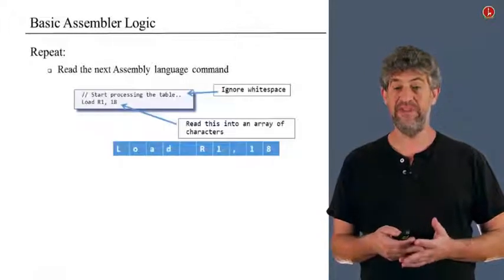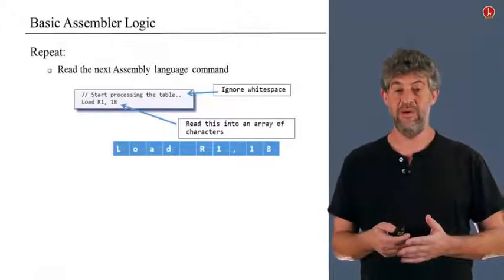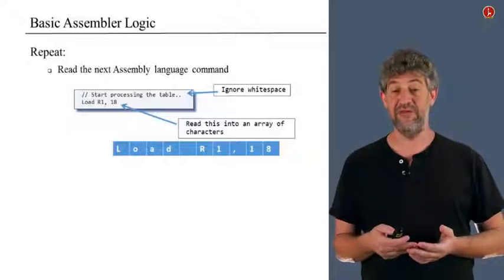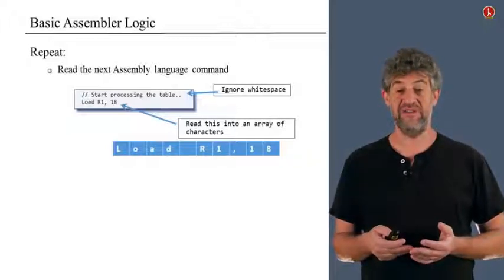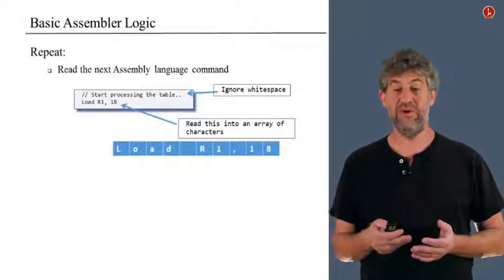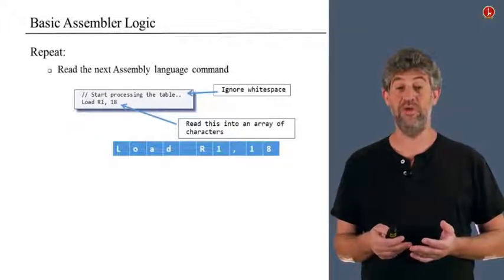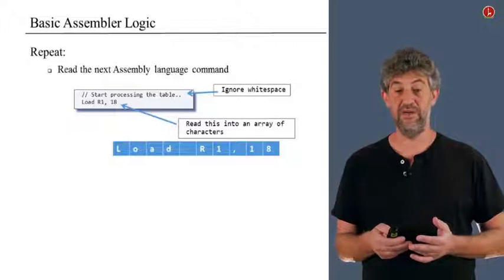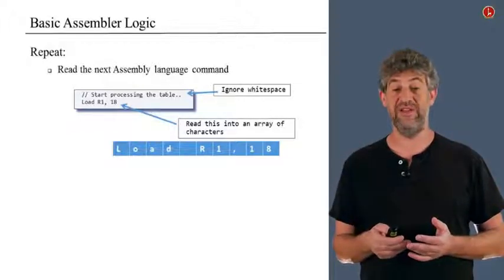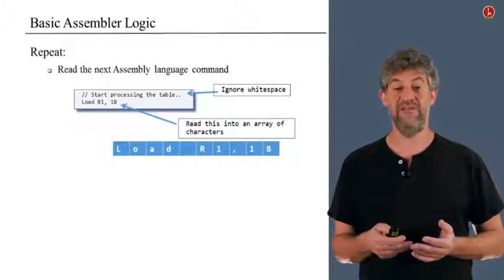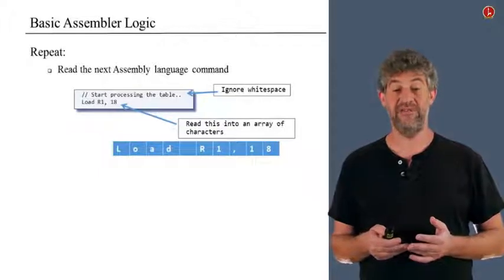So how do we read the next assembly language command? Well, it seems that we just read the next line from the input. This is almost exactly what we do. The only other difficulty is that we may need to skip what's called white space, for example, comments. We need to make sure that we read what is really the next command and not any kind of comments or any type of spaces or blank lines.